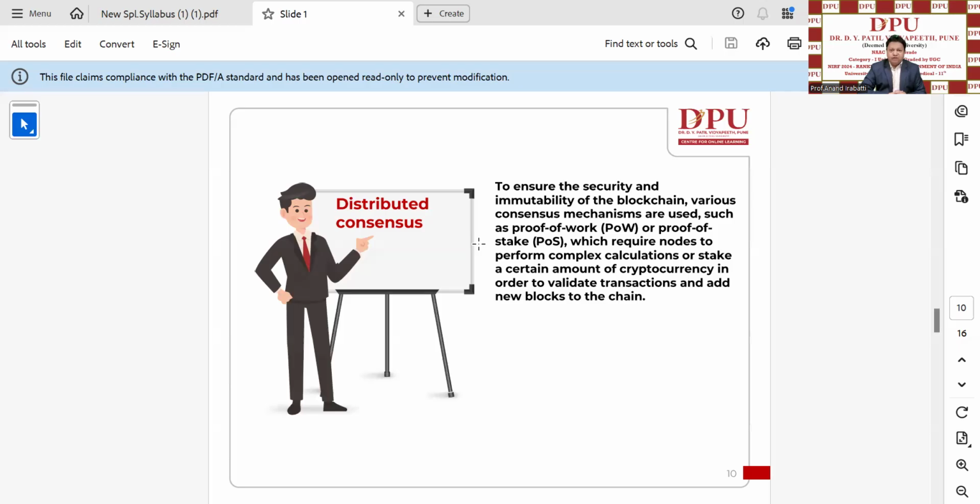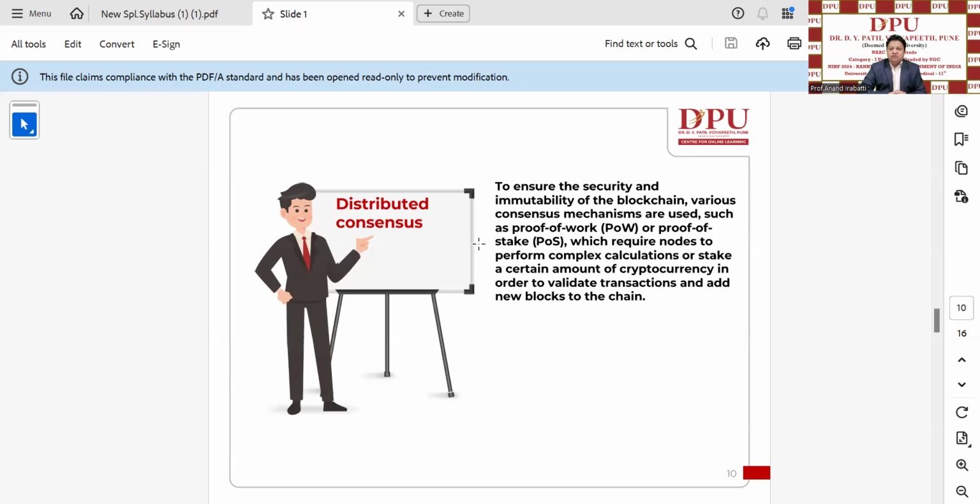And in case of proof of work, the miners have to solve a complex mathematical puzzle. Among all the miners, the first miner who solves the complex mathematical puzzle will be given the first chance to validate the transaction. And upon successful validation of the transaction, the miner will be rewarded with the cryptocurrency. That is how the entire consensus model works.